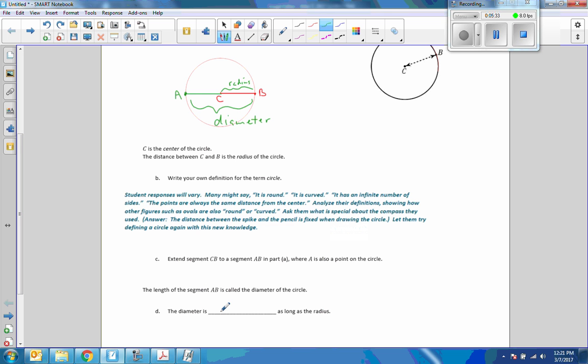The diameter is blank as long as the radius. Well, the radius is this red piece, and it goes from the center to the edge, and this goes from the center to the edge. So these are two pieces that are equal. So if this was x and this is x, CB equals x and AB equals x plus x, which is 2x. So the diameter is 2 times as long as the radius.